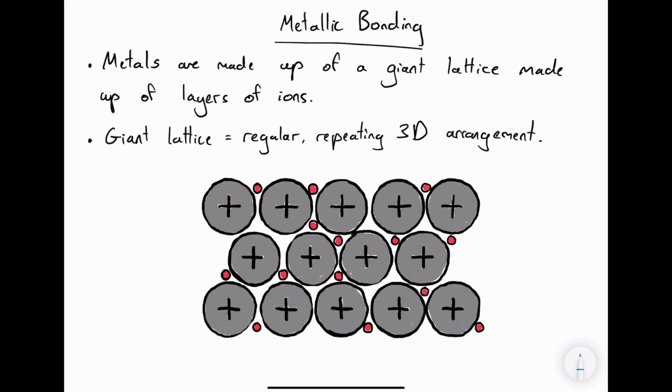In this video, we're going to look at metallic bonding. Metals are made up of a giant lattice made of layers of ions. Giant lattice means a regular repeating 3D arrangement. As you can see in the picture, the large grey spheres with the positive symbol are the metal ions, and they are arranged in layers. Now, in real life, this would be 3D, three-dimensional, but in the picture, this is only 2D.